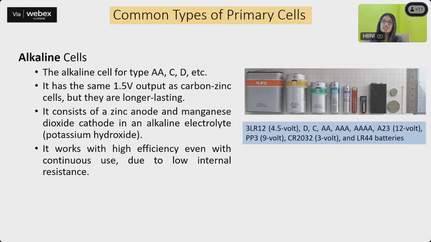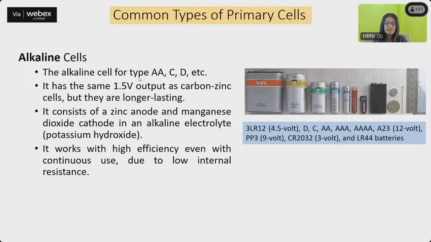So if somebody says a D-type cell is being used, you know the fixed dimensions of the cell. Like the C-type cell, then you have AA batteries, AAA batteries, quadruple A batteries, 823 batteries, which are 12-volt ones, then 9-volt batteries, then coin cells, which are normally used for lithium-ion batteries. These are CR2032, which are 3-volt cells, and you also have LR44 batteries. These are all the different standard dimensions of cells found in the market.